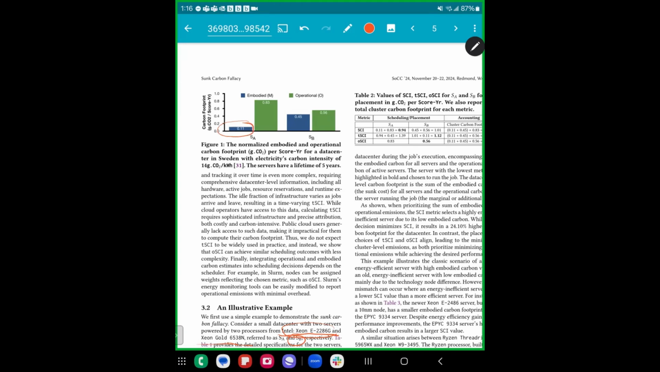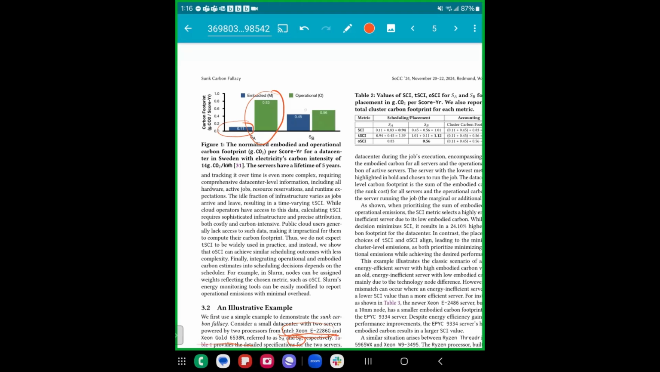So the embodied, that's the manufacturing cost, is 0.11 gram per score year, and operational, that's the electricity cost essentially, is 0.83. And for calculating the operational one, they picked one of the best possible scenarios, like a hypothetical data center in Sweden with access to very green electricity, right? So you can see that the operational footprint dominates, right?